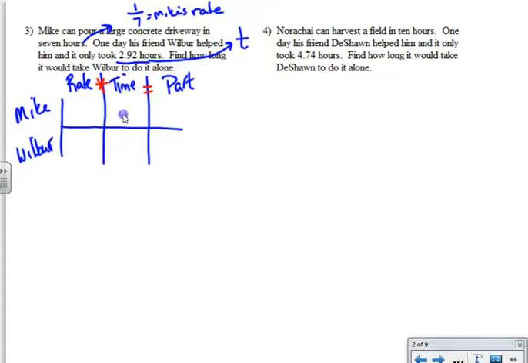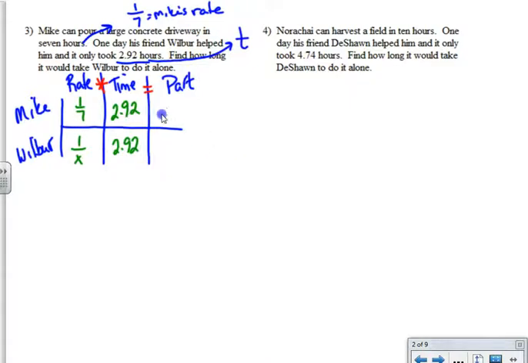So for Mike, his rate was 1/7. And then the time that he was going to work with Wilbur, we already found out it took him 2.92 hours. Now that's going to be the same time for both gentlemen. I have no idea what Wilbur's rate would have been had he done it alone, and that's actually what they want me to find. So I'm going to set that up as 1/x, because the rate at which he completes the job by himself is a mystery to me.